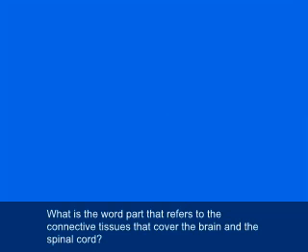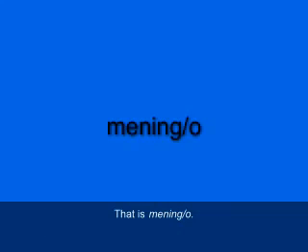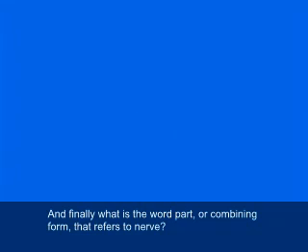What is the word part that refers to the connective tissues that cover the brain and the spinal cord? That's meningo, M-E-N-I-N-G-O. And finally, what is the word part or combining form that refers to nerve? That's radiculo, R-A-D-I-C-U-L-O.